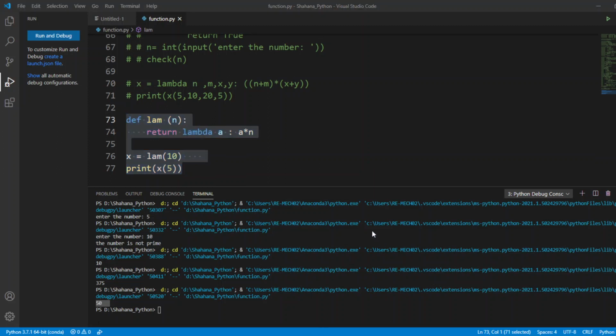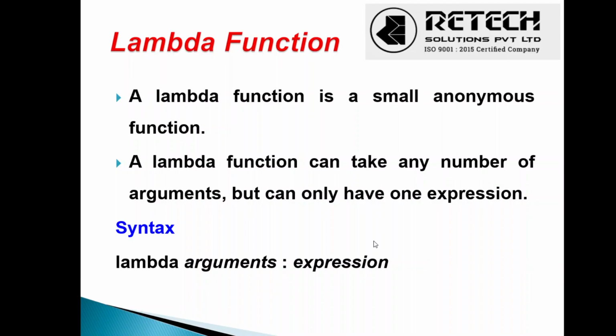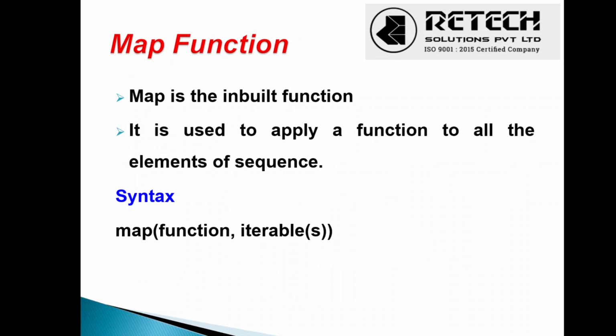Next we're going to see some other methods in our functions. Our next function is the map function. Map is an inbuilt function, like int, type, or range. These are some inbuilt functions in Python. Like that, map is also an inbuilt function, used to apply a function to all the elements of a sequence.